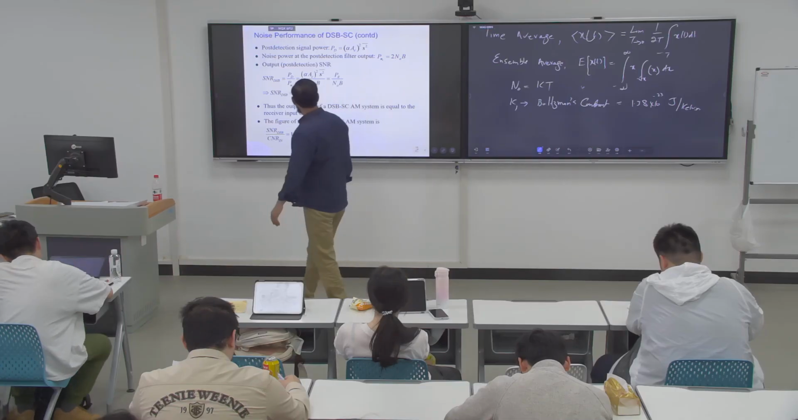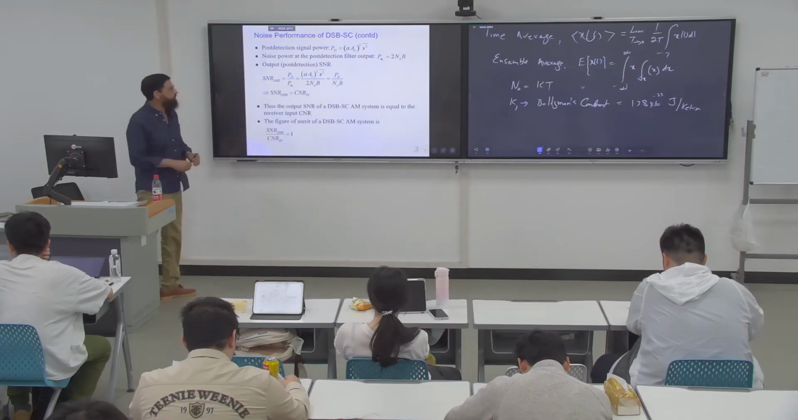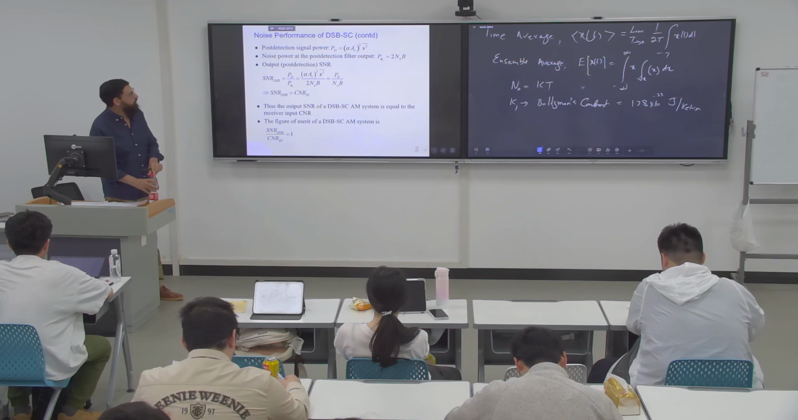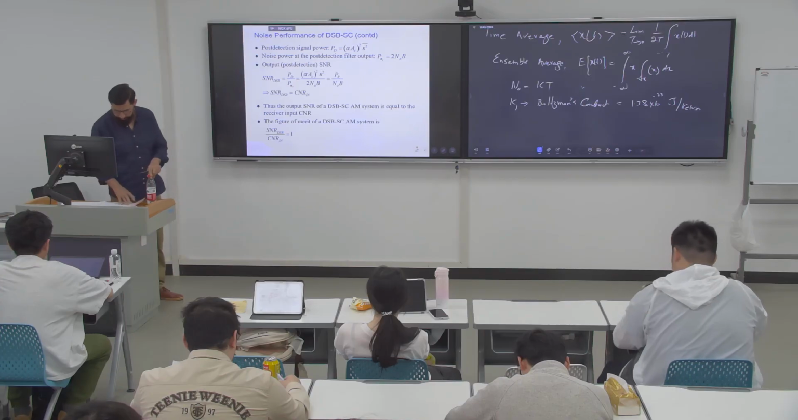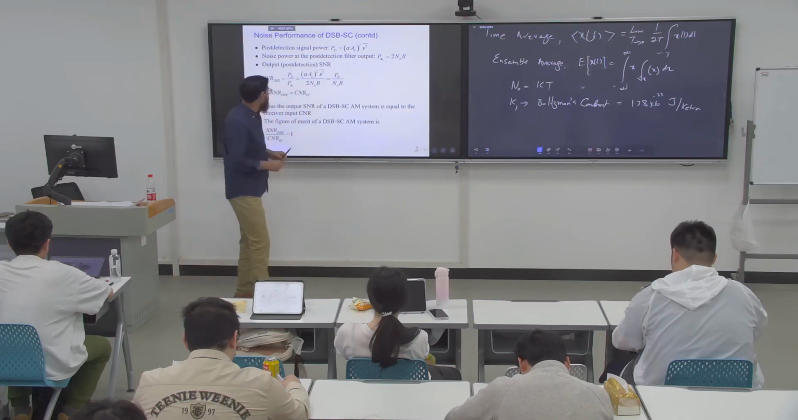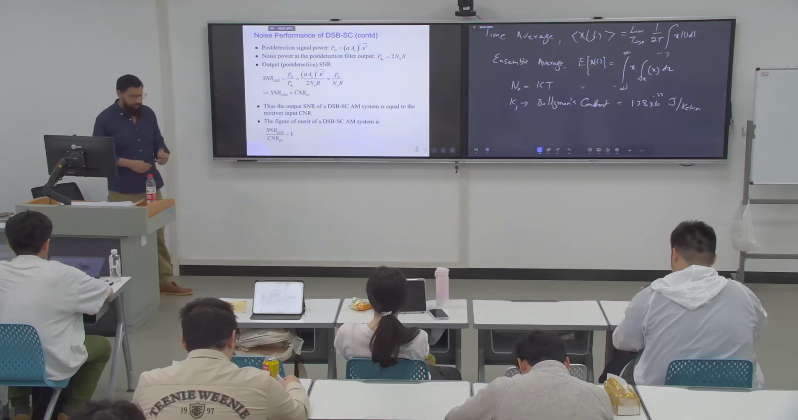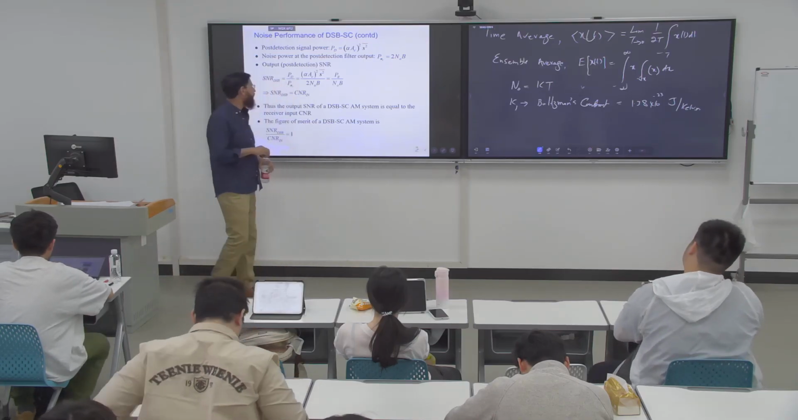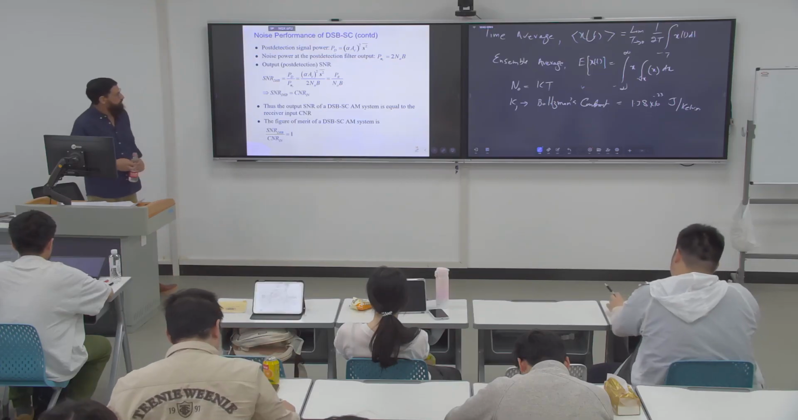Post-detection signal power: what is that? The signal power is equal to alpha square AC square times S, the signal power. Noise power at the post-detection filter is given by 2 times NOB. So the output SNR of DSB is equal to this post-detection signal power, divided by the noise power at the post-detection filter.